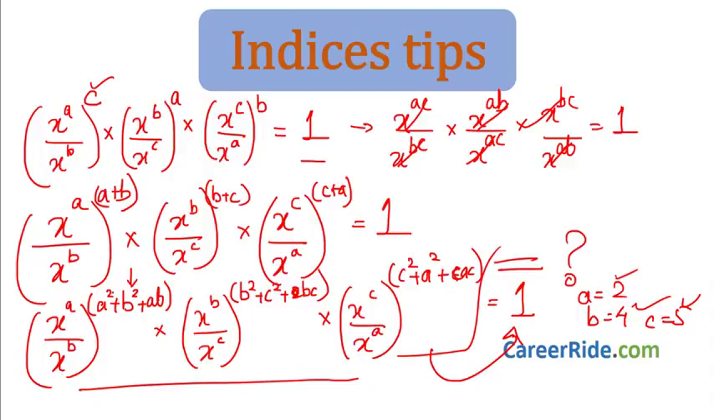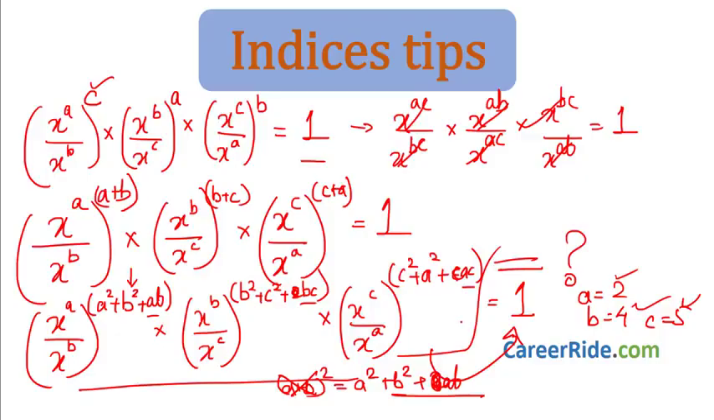Please remember it is a square plus b square plus ab. It is not plus 2ab. We have the formula for a plus b the whole square as a square plus b square plus 2ab. Okay. So it is not this formula. It is just a square plus b square plus ab. Okay. Plus ab is there. Over here plus bc plus ac.